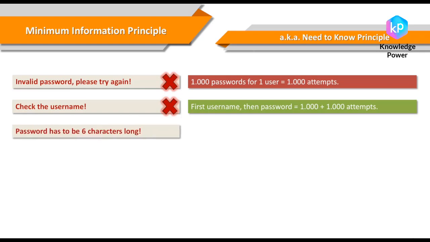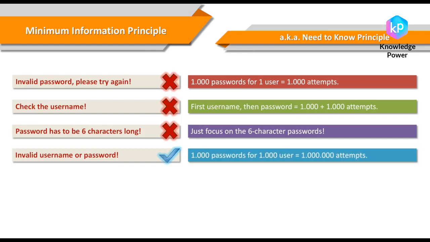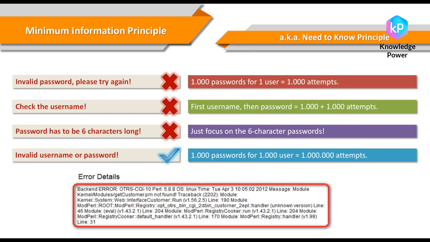This is another helpful message for the hacker. If the message is like this, you have no clue. You have to try every possible user and password combination. In some cases, you can see an error message like this. The developer probably prints the stack trace for debugging purposes. You can collect a lot of sensitive information with such a message. In this example, you will see that the application is written in Perl, version 5.8.8. The operating system of the server is Linux, etc.